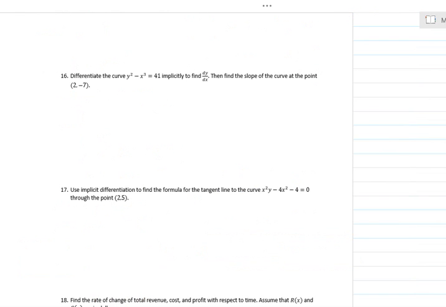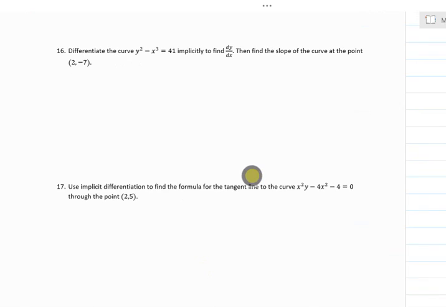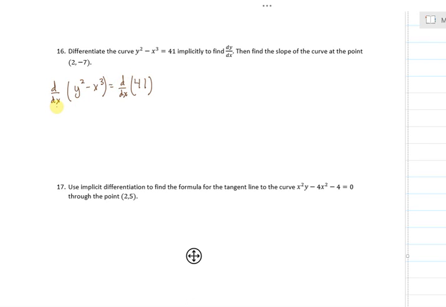Okay. Next problem. Implicit differentiation. So here I go. I'm going to write my formula. Y squared minus x cubed equals 41. Then I'm going to apply d dx to both sides. I won't take off points if you write dy dx by mistake. It's just a little bit wrong. Okay. d over dx of y squared. We take the derivative of y just like we were going to. Then we multiply by dy dx because y is not x.